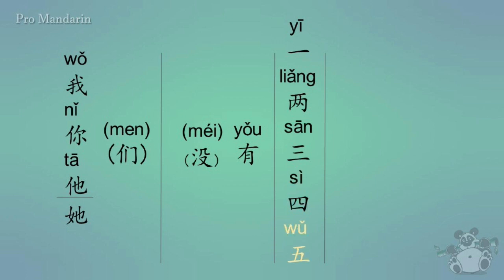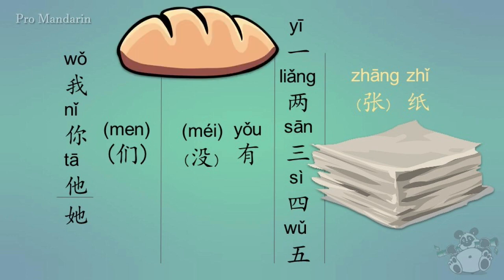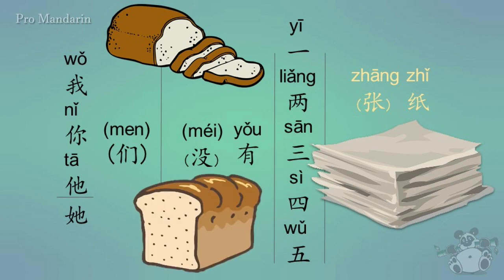Now we're going to add in both the classifier and the noun. So for the first one, we have 张纸. 纸 by itself is paper. 张 is the classifier for it. The best way to describe it is, let's say somebody said, "Can you give me bread?" If they said that, you'd think that kind of seems a little bit weird. But if they said, "Can you give me a piece of bread?" then you'd know exactly what they're talking about. How about, "Can you give me a loaf of bread?" then that would make a lot more sense, right?